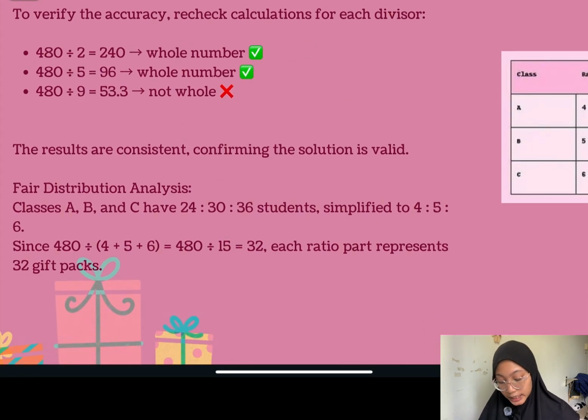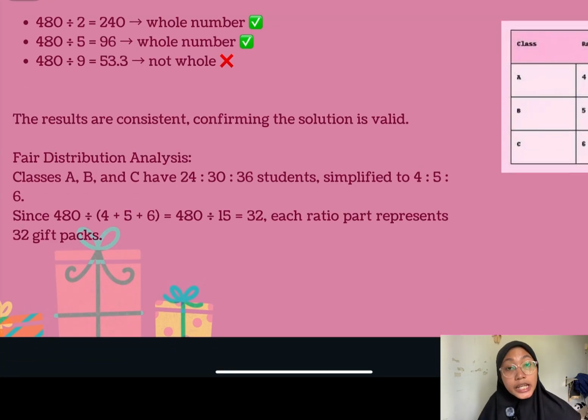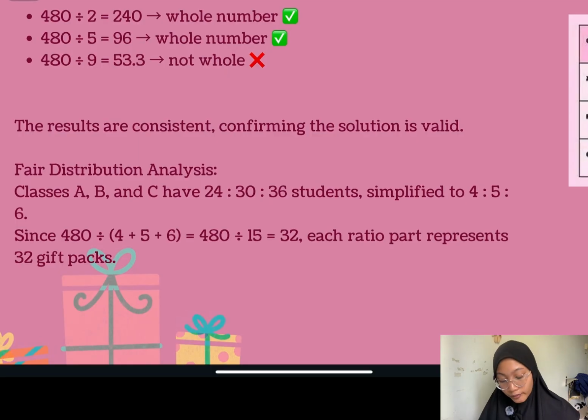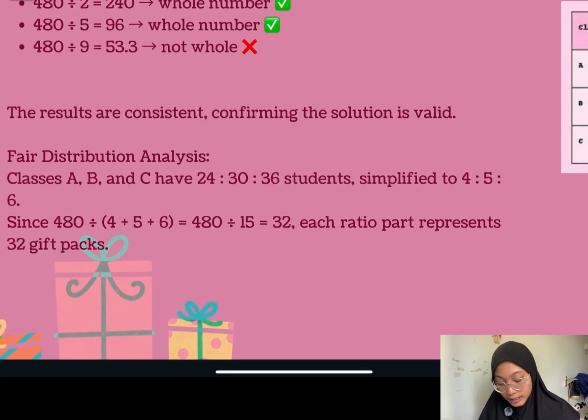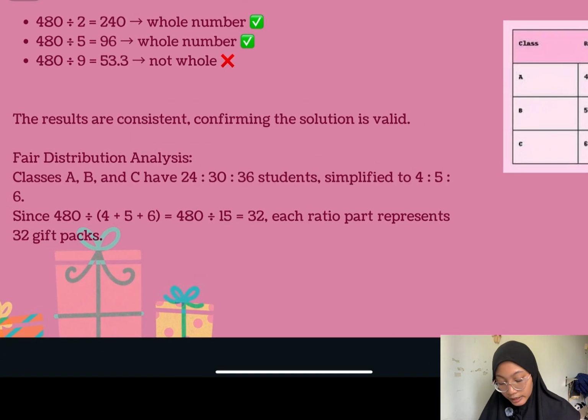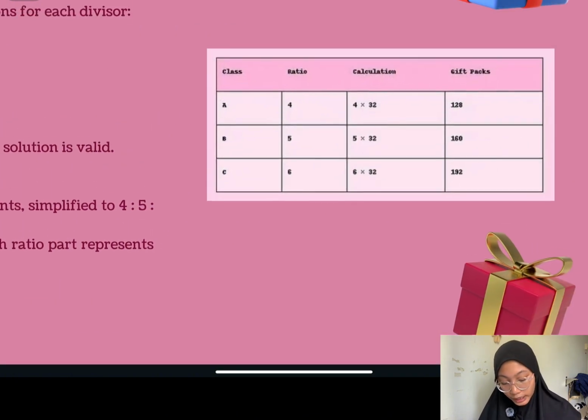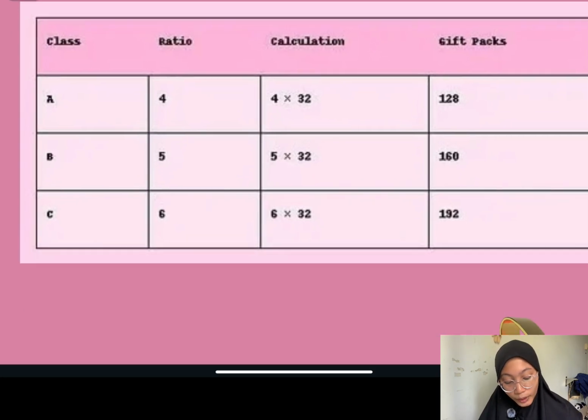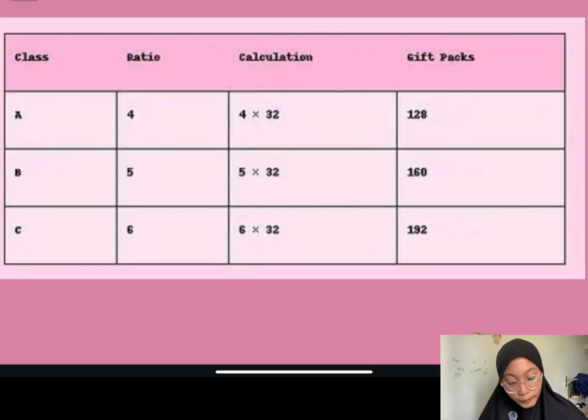Fair distribution analysis. Class A, B and C have 24, 30, 36 students. Simplified to 4, 5, 6. Since 480 divided by 15 is 32, each ratio part represents 32 give-backs. So in this slide we have a table also. For the give-backs we have 128, 160 and 192, and the total is 480.